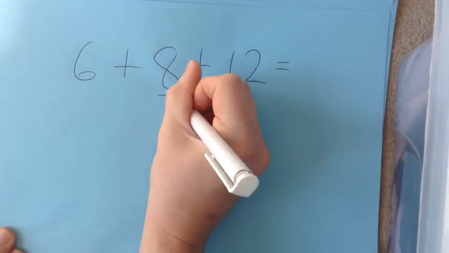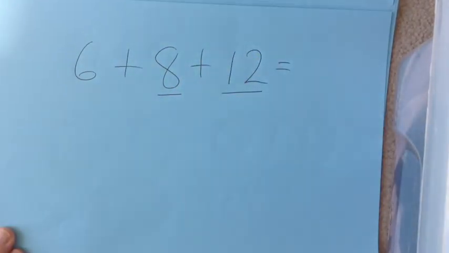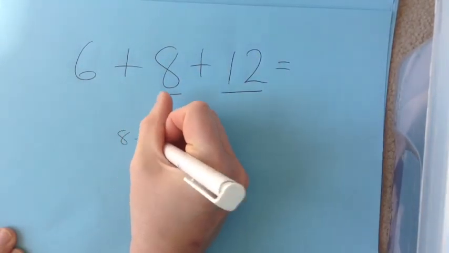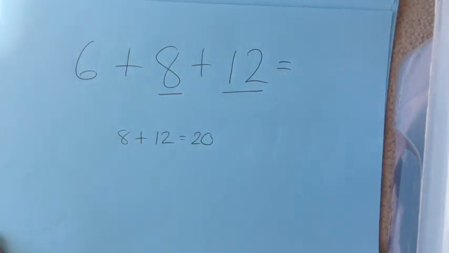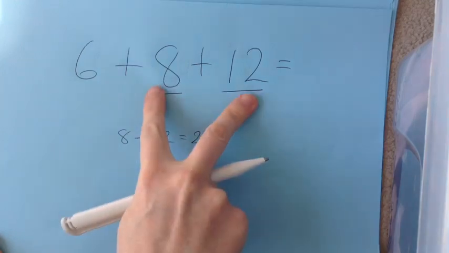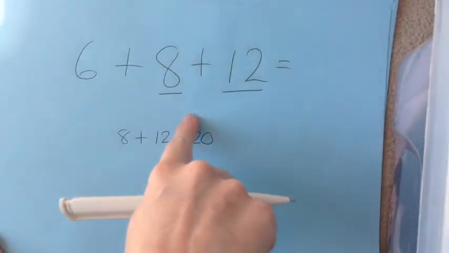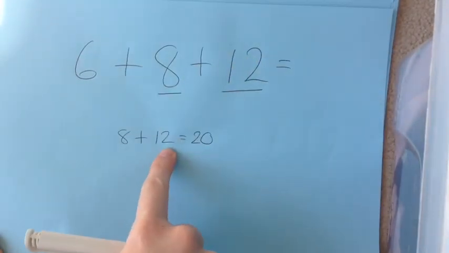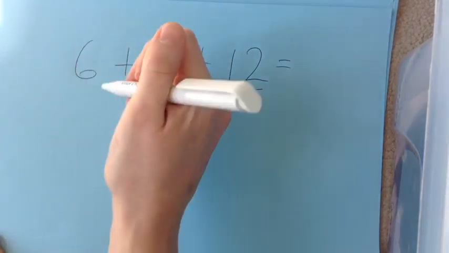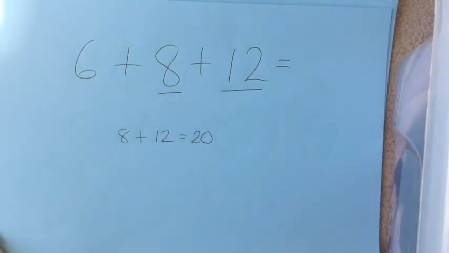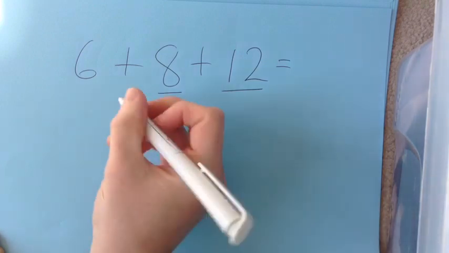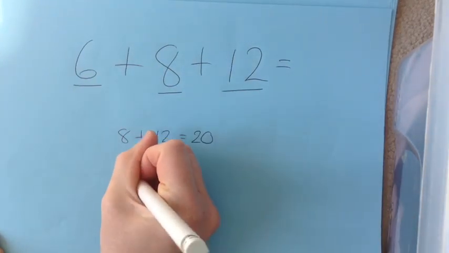Now I know that 8 add 12 is 20. That's something we've looked at both in year 1 and year 2. So I've made a relationship between these 2 numbers and I've added those together first. I now need to add my 6. And do you notice that I'm underlining those numbers as I go as well to remember that I've used them, because otherwise it can get really tricky. And now I need to add 6.